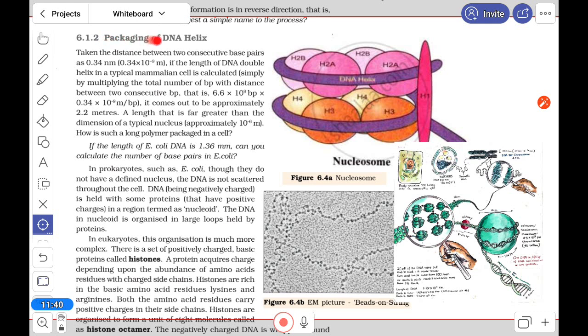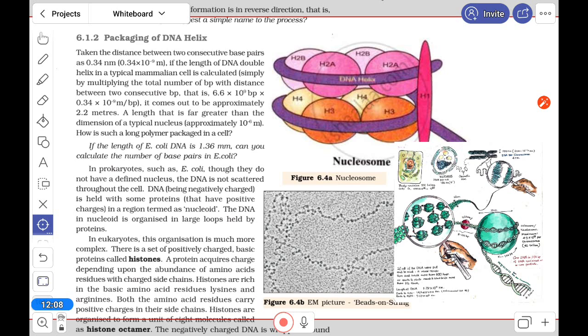Now, packaging of the DNA helix. It is very clear that the huge length of the DNA is packed inside the cell. Here one calculation is given. In a typical mammalian cell it will be 2.2 meter. Just imagine, 7-8 feet of DNA. It is found in approximately one nucleus, of 10 to the minus 6 meter. Now, how is it arranged?